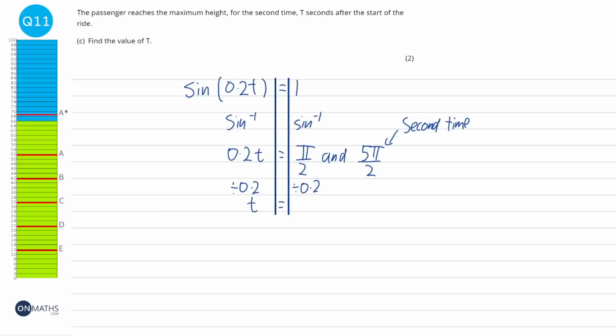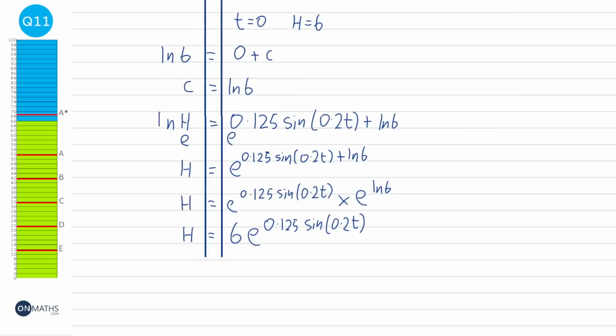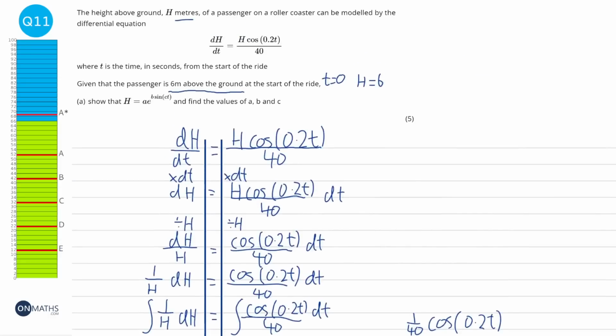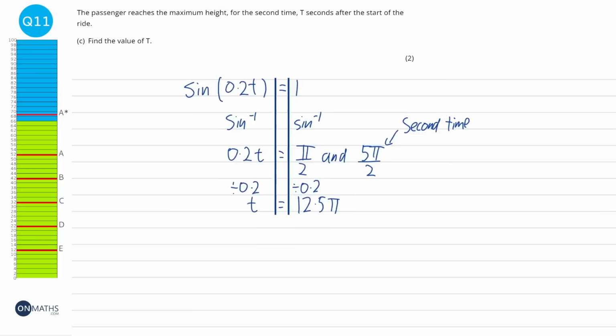And we've got t equals 5 pi over 2 divided by 0.2. So that's the same as times by 5. So 5 times 5 is 25, divided by 2 is 12.5 pi. And we'll check the units. I think it's in seconds, is it? Seconds. So it will be 12.5 pi seconds.